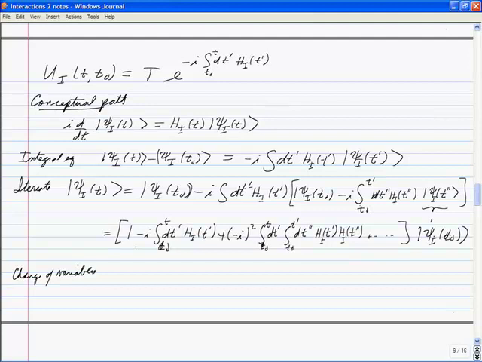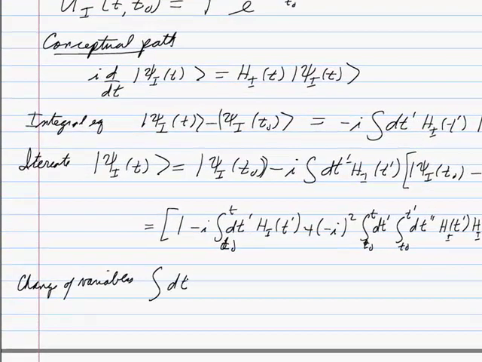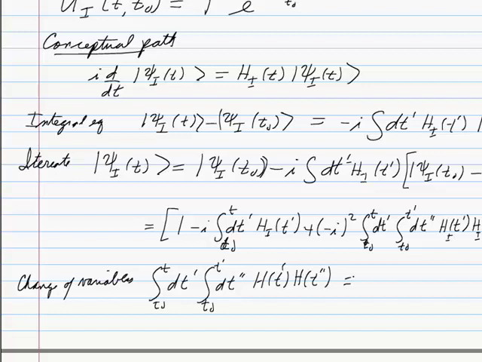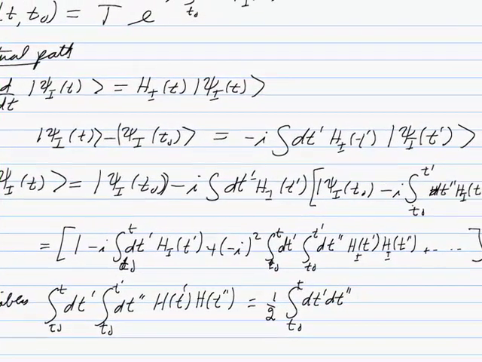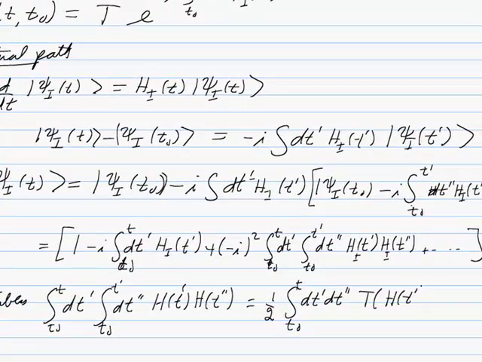And if you play with that for a while, you can write that second piece as the integral dt prime from t0 up to t, integral dt double prime t0 up to t prime, h of t prime, h of t double prime, as 1/2 the integral dt prime dt double prime, both of them from t0 up to t, of the time-ordered product of the Hamiltonian of t prime. Okay. So the time-ordered thing always just tells you that whatever is the earlier time sits off to the right.